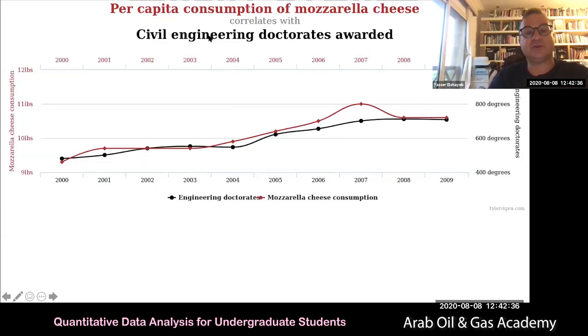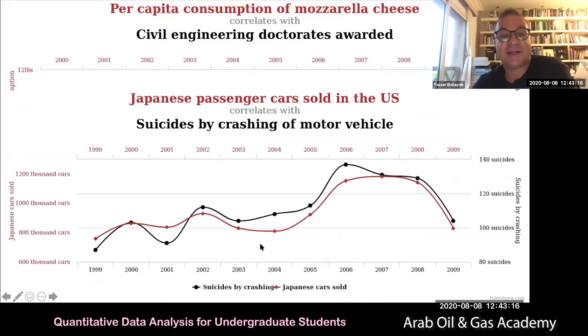Per capita consumption of mozzarella cheese is correlating to the civil engineering doctorates awarded. You may think that the number of civil engineering doctorates awarded in the world, or in a certain state, in the year 2008 is a certain number, and the per capita consumption of mozzarella cheese is also a certain number. Strangely speaking, we have found that there is a correlation between those two. And no, this is not the answer to the question that was before.